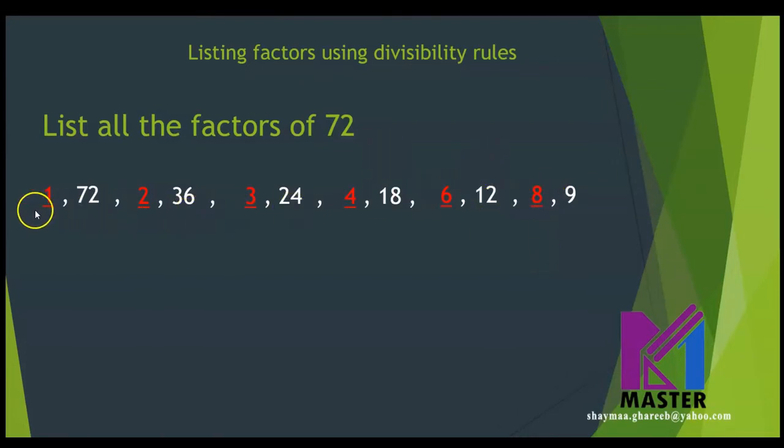Then I can rewrite all these factors in order. And we said before, we prefer to write them in pairs at the beginning, just to be able to cover all the factors and not to forget any of the factors. Is this clear now? Let's see.